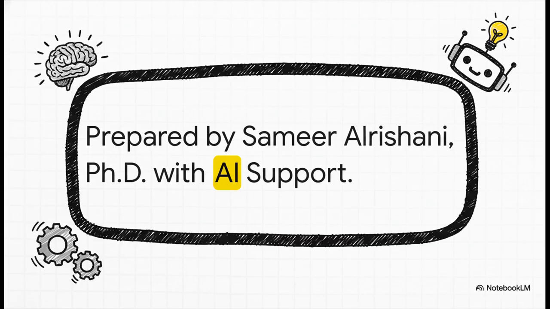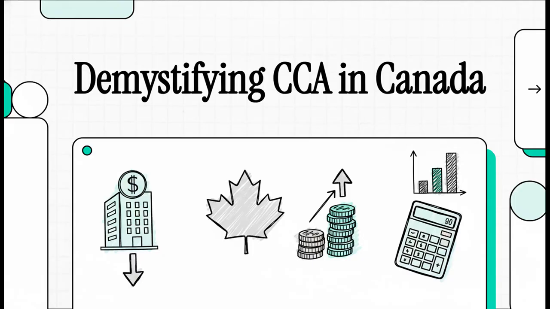It's pretty cool. Welcome. Today, we're going to deconstruct a concept that is absolutely central to business taxation in Canada, capital cost allowance, or CCA as it's commonly known. Now, this is the system that allows businesses to deduct the cost of their long-term assets, but not all at once. Understanding how this works is more than just an academic requirement. It's a fundamental piece of the puzzle for anyone dealing with Canadian tax.